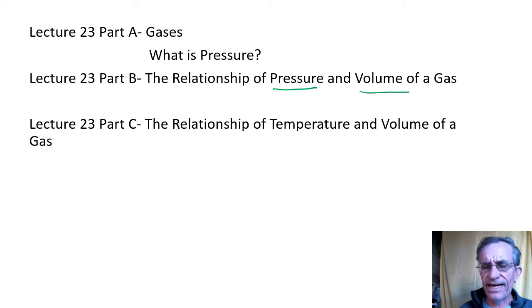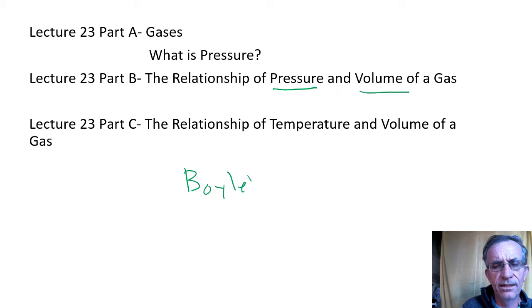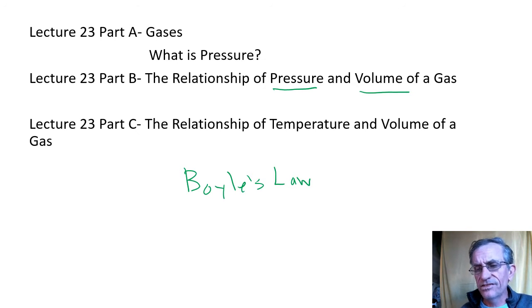The person who figured out this relationship, by the way, was a guy by the name of Boyle. So this is going to be called Boyle's Law. He figured out what happens to the volume of a gas when you change the pressure of the gas. To start off, I'm going to show you a little video that has to do with this relationship, and then we're going to get into the math of it. There's an equation that goes along with it. So let's go ahead and get to it.